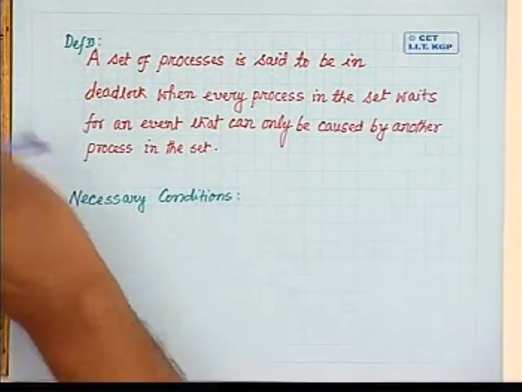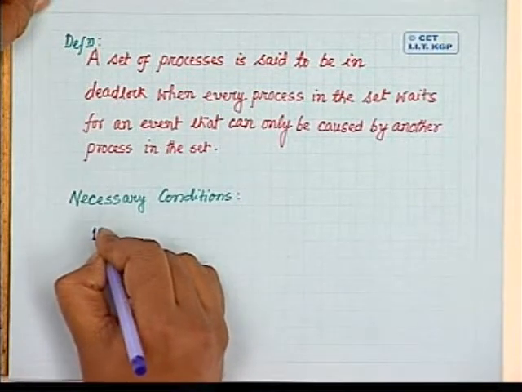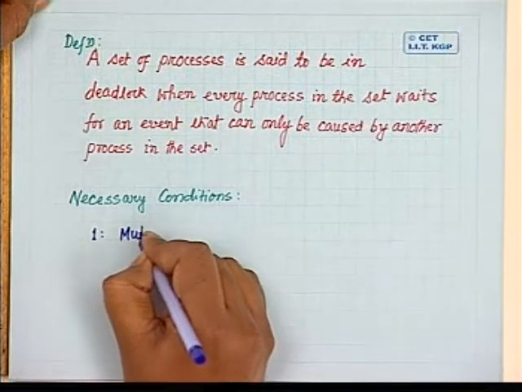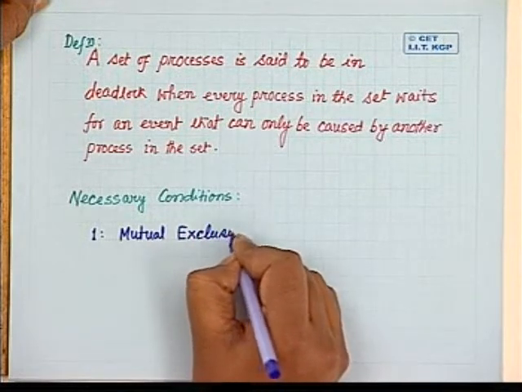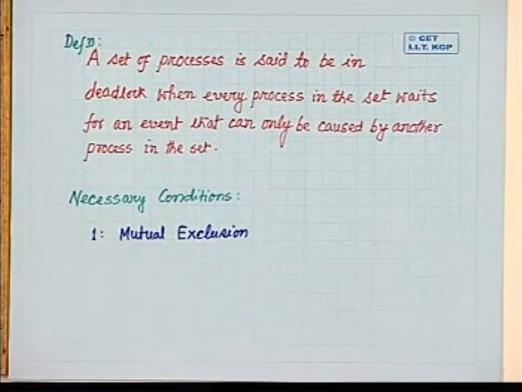The conditions are: number one is mutual exclusion. That is, there is at least one resource in the system which cannot be shared by more than one process at a time. For example, a printer. A printer cannot be simultaneously shared by more than one process, because in that case the output of different processes will get mixed up, and from the printout you will not be able to understand which is what. So that is mutual exclusion, the first condition for the occurrence of deadlock.